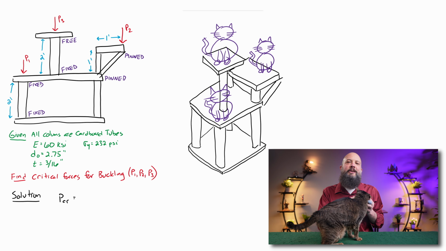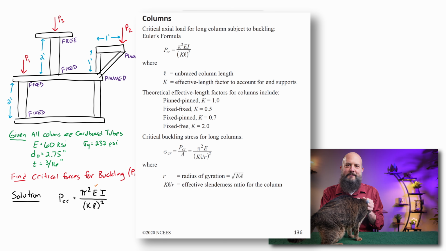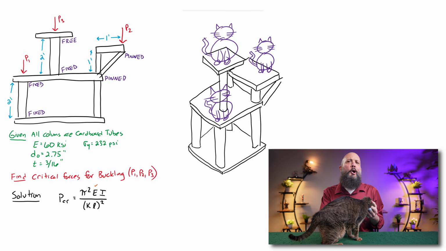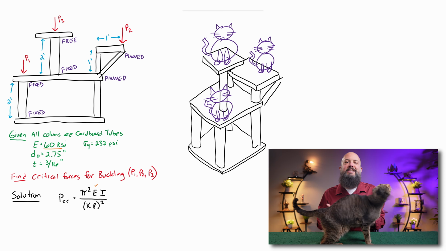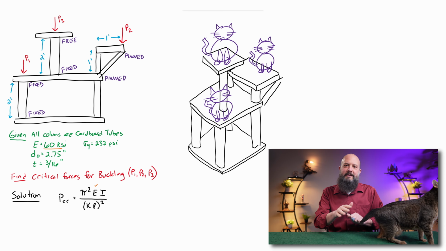So I start off by grabbing the equation from the FE reference manual for the critical force for buckling: pi squared EI in the numerator, (KL) quantity squared in the denominator. For this cat tower, all of these columns we're going to say are made of cardboard tubes with a Young's modulus of 60 ksi. So we've got the value for E already.